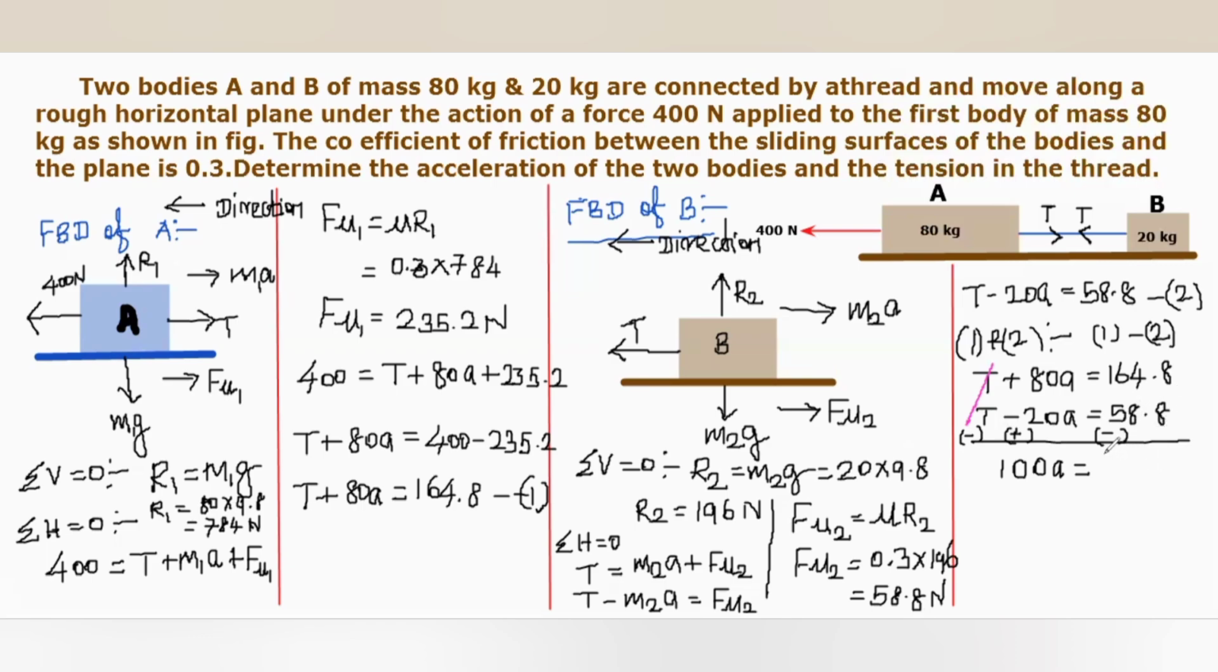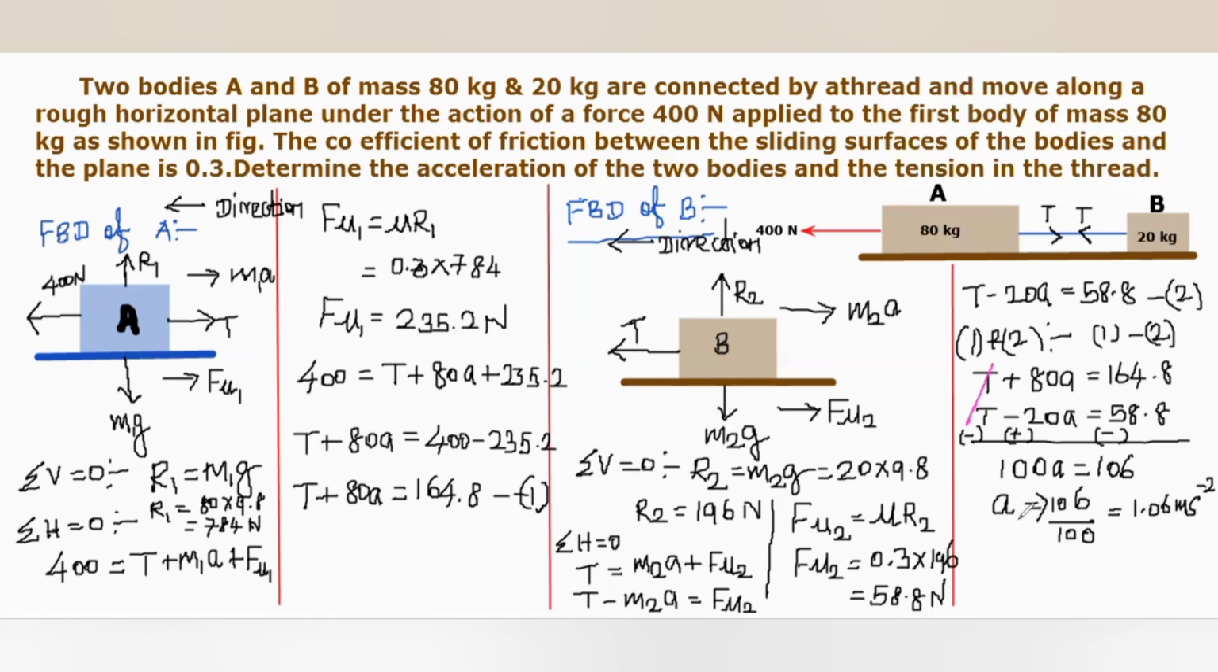So we will get 106. Okay, 164.8 minus 58.8, we will get 106. So here acceleration A equals 106 divided by 100. If you divide, we will get the value of acceleration, just two decimals this side. That is 1.06 meter per second squared.